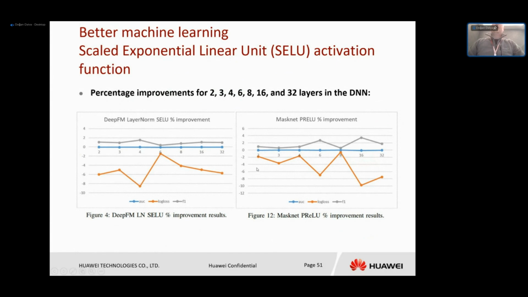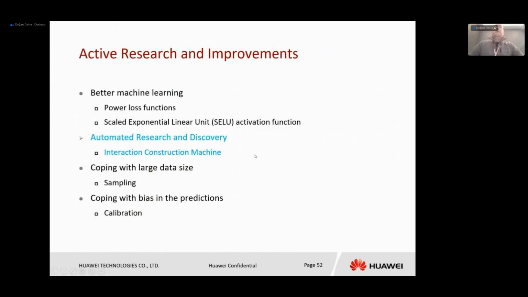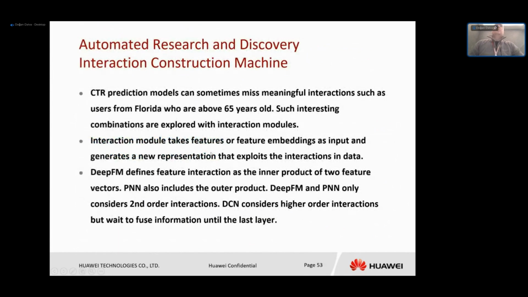Another technique is automated research and discovery. As I mentioned, CTR predictions use different interaction models that try to learn interesting interactions, interesting combinations of features, to extract more information, so extract information that is relevant to the task. And over the years, various interaction modules have been developed.